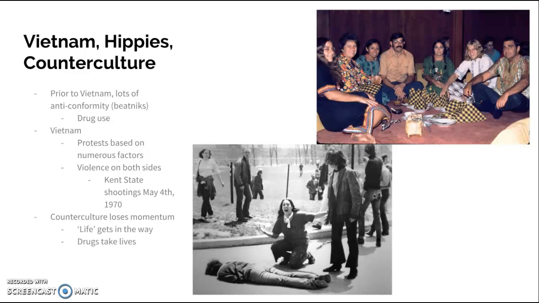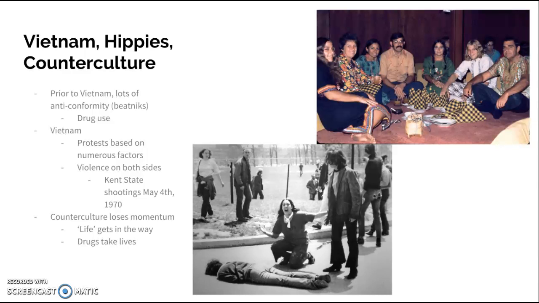Eventually, through the later 60s and into the 70s, we see that the counterculture kind of loses momentum. One of the phrases that I use sometimes talking about that is, life gets in the way. Eventually, you're going to have to pay for a house, you're going to have a job, you're going to have to feed yourselves, because as great as free love and free hippiness and whatever is, eventually you're going to have to do some actual work in some way.